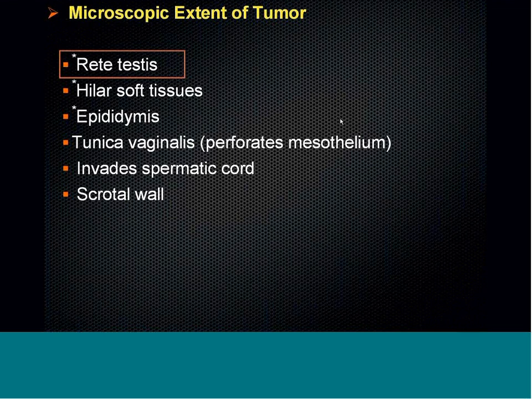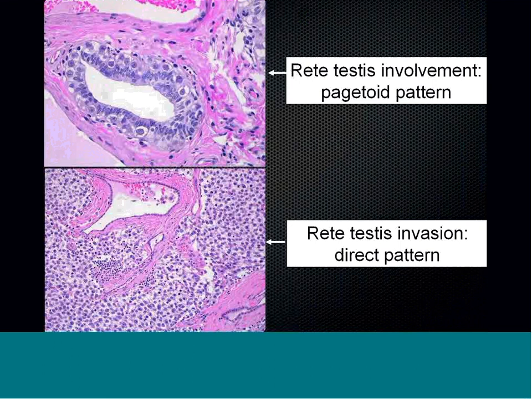For microscopic extent, the first one I'm going to deal with is rete testis. Why is it important to report rete testis invasion? In stage 1 seminomas, rete testis invasion has been found to correlate with a higher risk of relapse, and it's also found to correlate with clinical metastasis at the time of presentation. So rete testis can demonstrate two patterns of involvement.